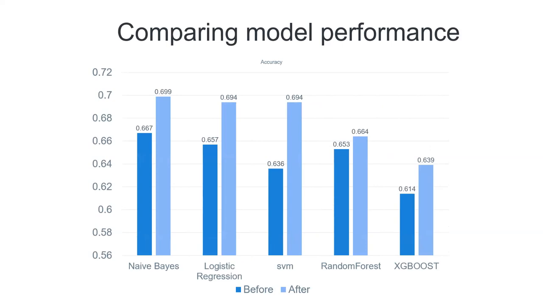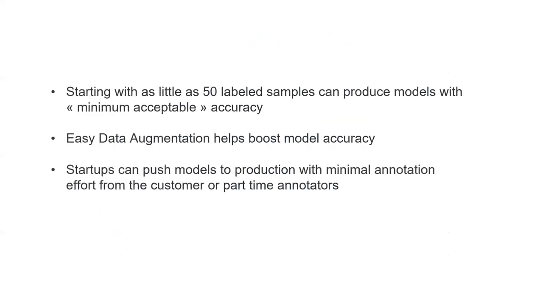So finally, this is the comparison of model performance before and after applying the data augmentation. And as you can see, we get a significant performance boost. So from these experiments, actually, we can state that for us, starting with as little as 50 labeled samples can produce models with minimum acceptable accuracy.